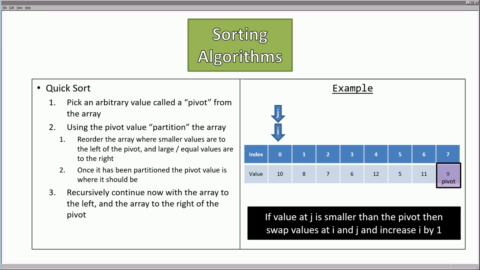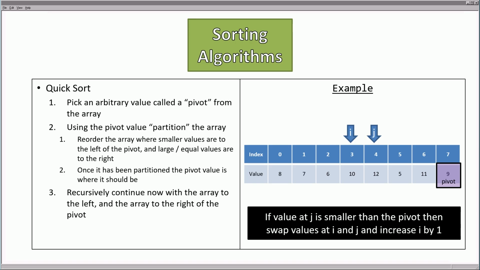So starting out with this example, 10 is not less than 9, we move j forward. Now 8 is less than 9, so we swap the values found at i and j, which end up looking like that. Now we increase i, so it looks like this. Moving this forward, 7 is less than 9, which means once again we have to swap the values at i and j, so now it looks like this. We then increase i. Moving j forward, 6 is less than 9, we have to swap the values, increase i.